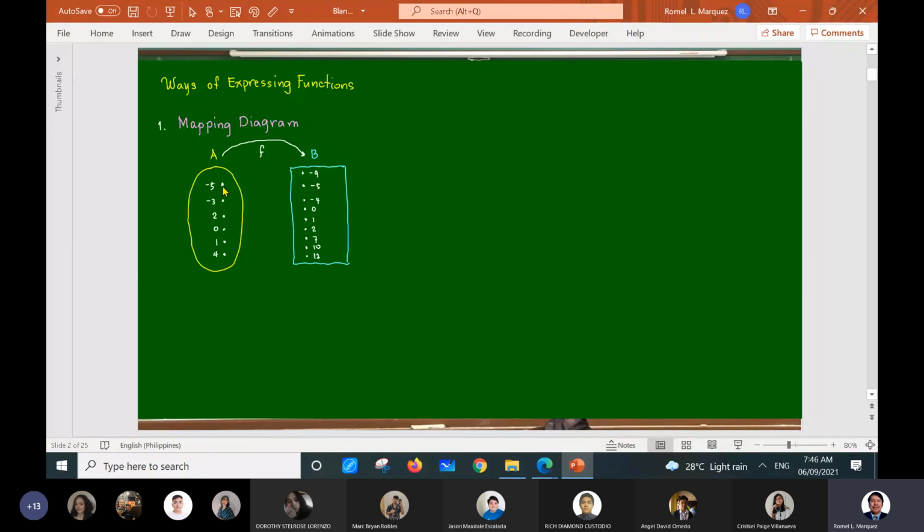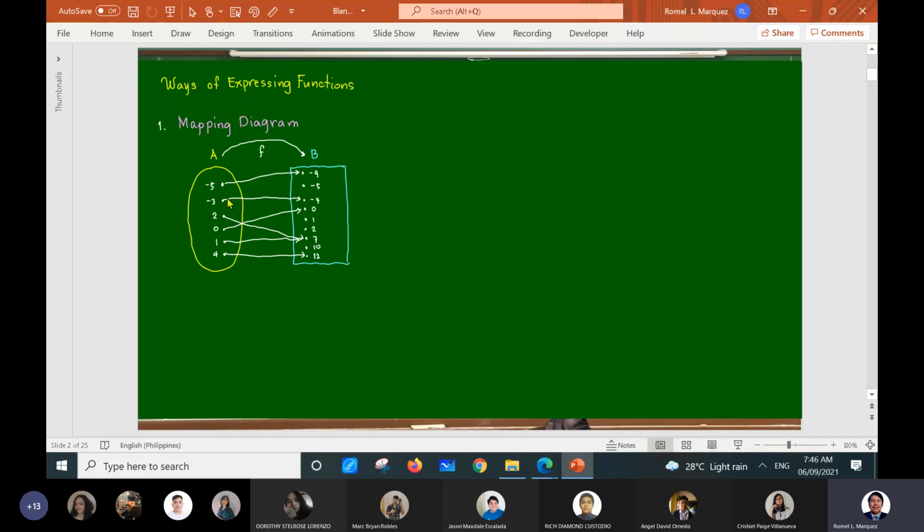No? So for instance, I'm going to assign this to -9. 3, I'm going to assign it to -4. Let's say this 2 is assigned to 7. And then 0 is assigned to 0. And then 1 is assigned to, let's say, 7 again. And then 4 is assigned to 12.